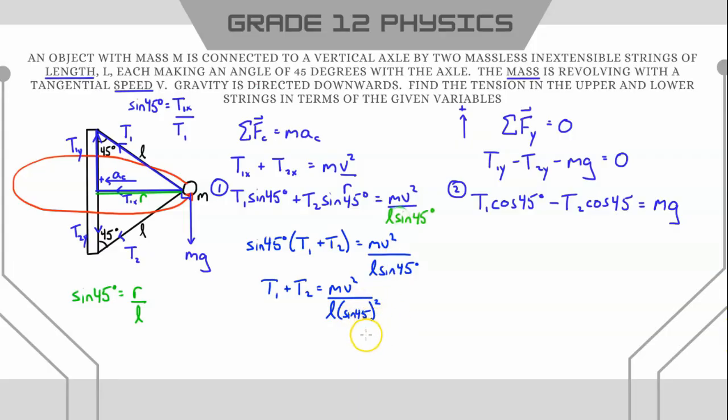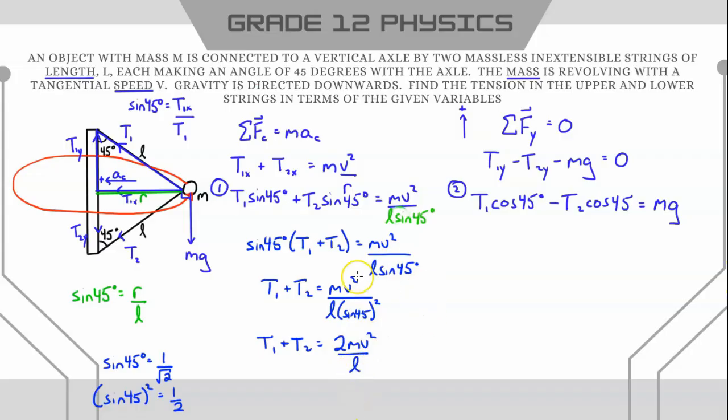And now if you want to simplify that even further, because you're grade 12 students, you know some of these identities and your special angles, we know that the sine of 45 is equal to 1 over root 2. So the sine of 45 squared is just equal to 1/2. And so we can replace the sine of 45 squared with just a half. So we have T1 plus T2 equals, and when we have a half on the denominator, we can just have that as a 2 up above. So we have 2 mv squared over L.